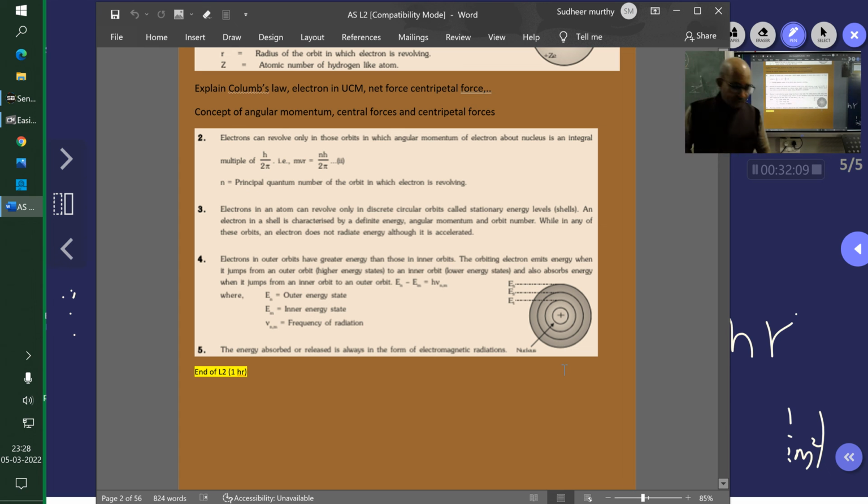This is one more thing that Bohr said, and later on you see it's not true, because the electron can receive energy from other forms, that is thermal energy, or it can be a fast moving electron. If it bombards, then also the electron can jump from lower energy level to higher energy level. So this is about the Bohr model.